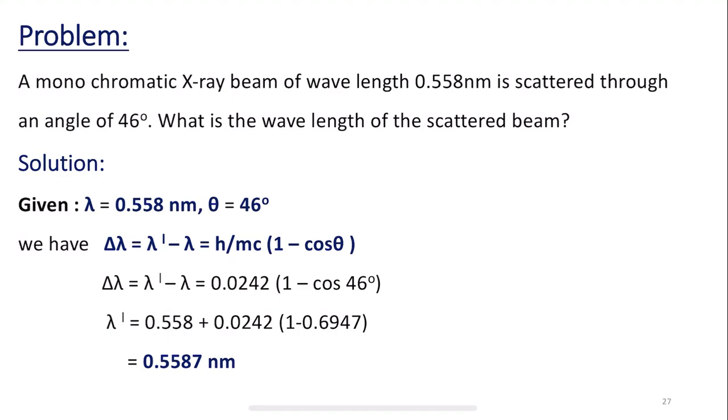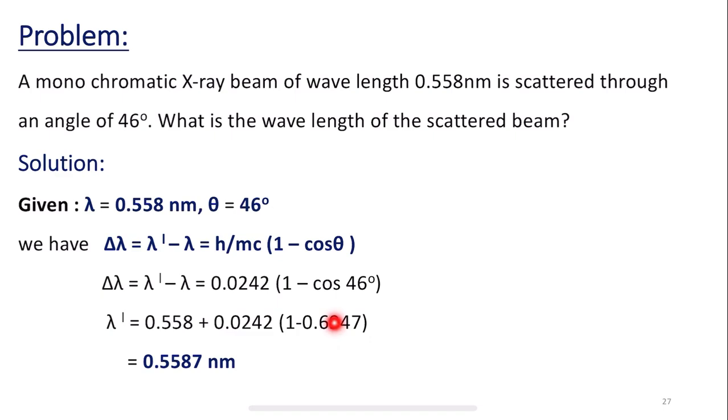Now lambda dash minus lambda will be equal to 0.0242 into 1 minus cos 46 degrees. I have taken lambda dash because I want to find the wavelength of the scattered beam. The wavelength of the scattered beam is represented as lambda dash, so lambda dash has been taken to the left hand side. So this is equal to 0.558 plus 0.0242, where 0.0242 is nothing but the value of h divided by mc, into 1 minus cos 46 degrees, which is 0.6947.